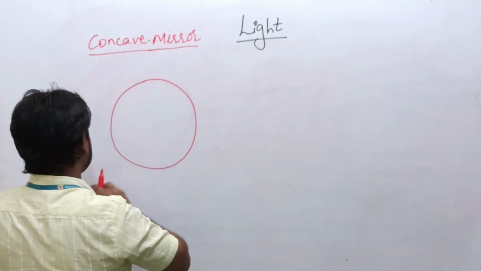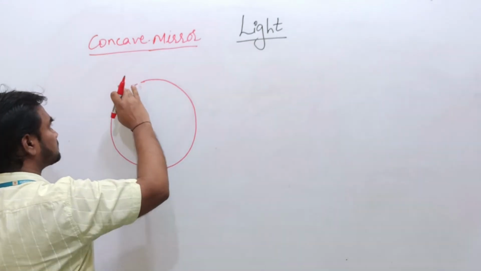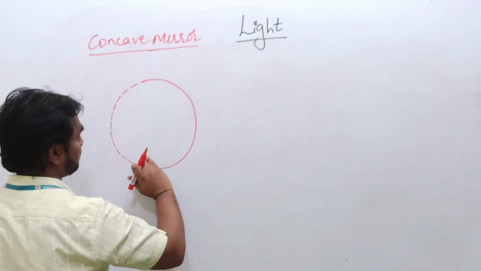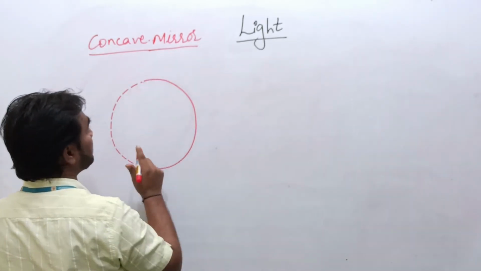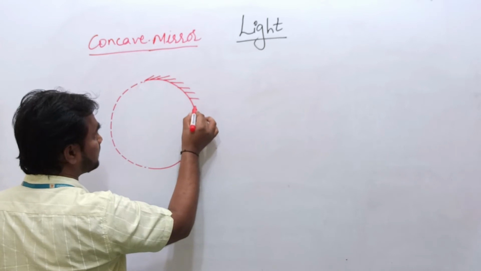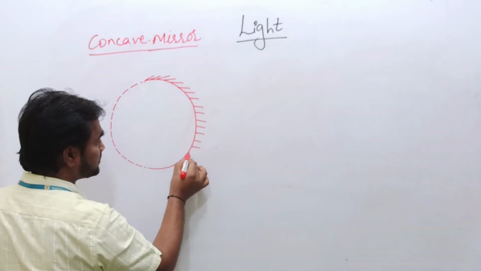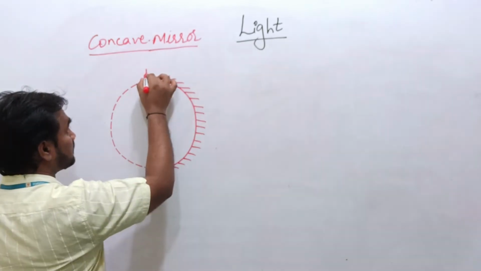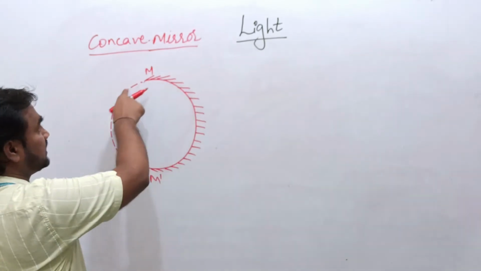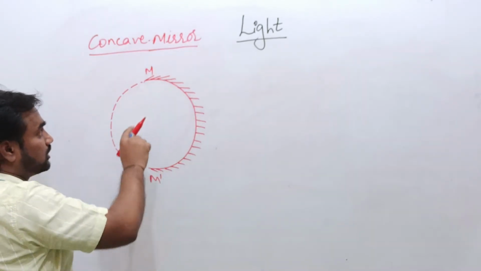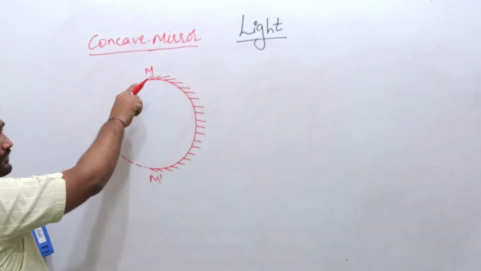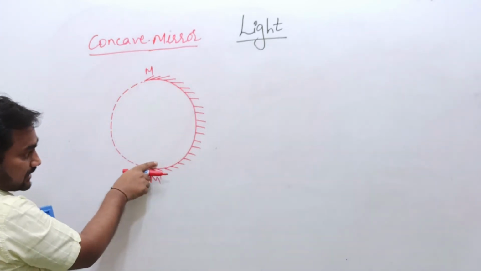So now, this is the concave mirror, right? This is our concave mirror, M dash. This is curved inwards. This is a spherical mirror. So the concave mirror is a part of a spherical mirror whose reflecting surface is curved inwards.